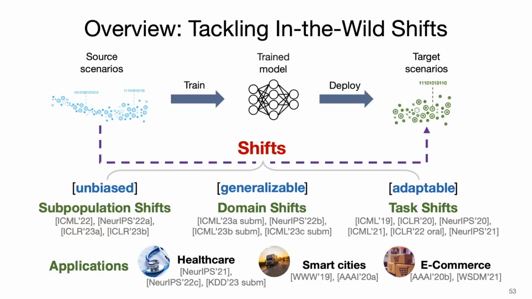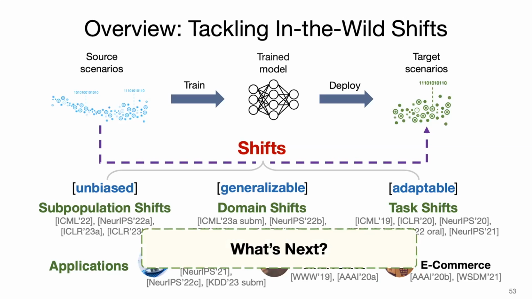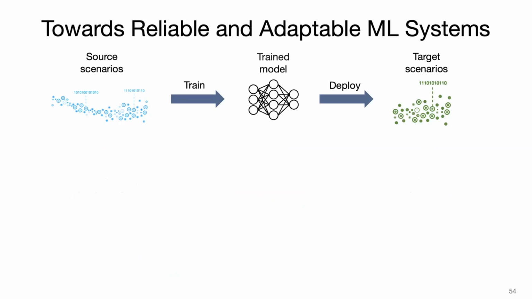Okay, so this is the overview of this talk. And you may want to know what the next step is. So in the future, I plan to push my current results towards my long-term research goal, which is to build reliable and adaptable machine learning systems. And there are a bunch of projects that I'm very interested in doing.